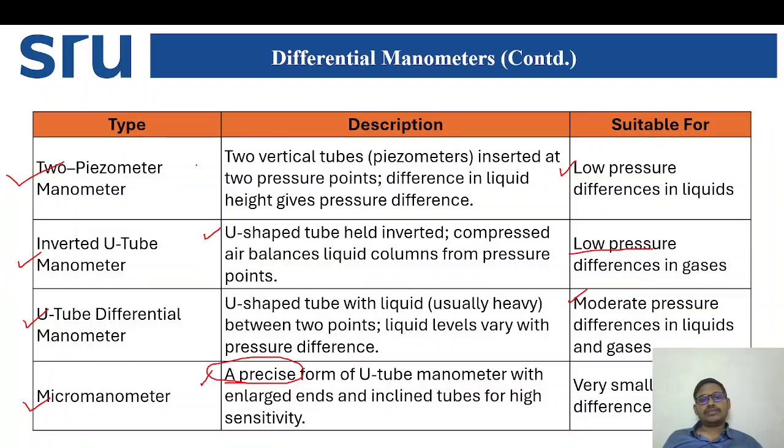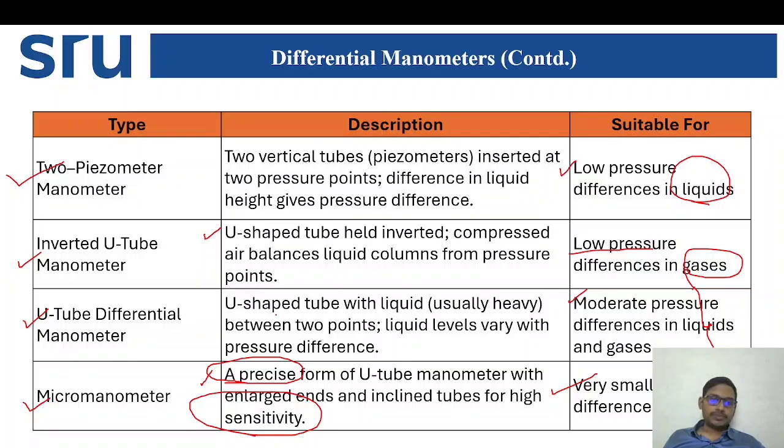Now you see one by one: this is used for low pressure difference, this is particularly for liquids, this is particularly for gases, and this is moderate pressure for both liquids and gases, and very small pressure differences where you have to go in an accurate way. A precise form of U-tube manometer with enlarged ends and inclined tubes for high sensitivity. This is only for sensitivity. This is going with liquids and gases for moderate.